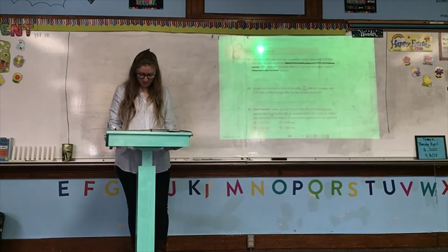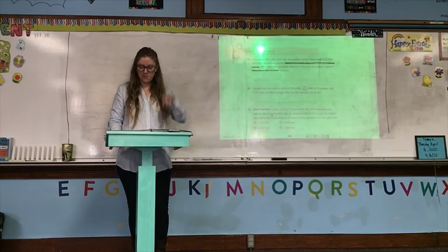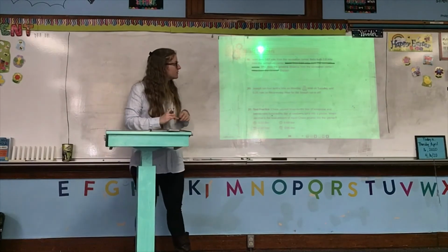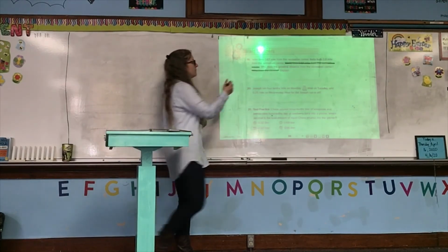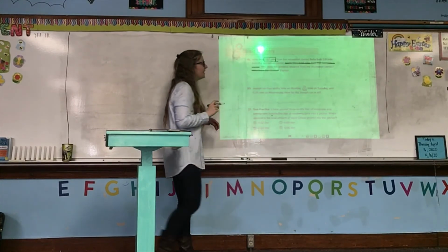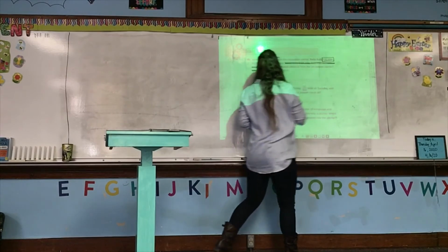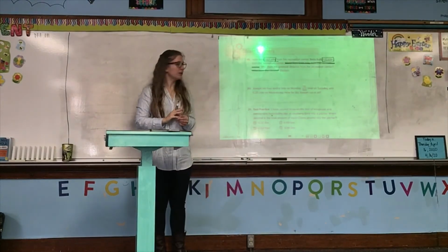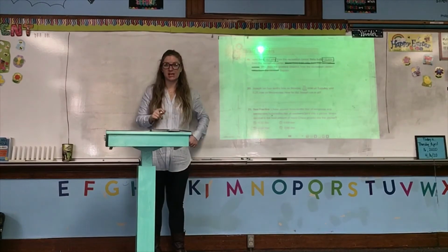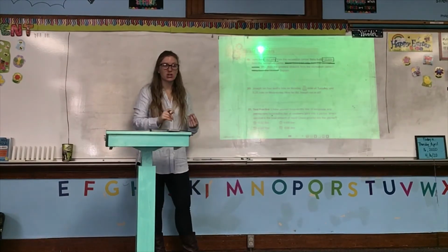Okay, so for number 19, our problem looks a little different than the one on the board, but that's okay. I already went through and fixed it. And it says, John lives 67 hundredths of a mile from the recreation center. Oops. Bella lives 8 tenths of a mile from the recreation center. Who lives the greatest distance from the recreation center? Explain.